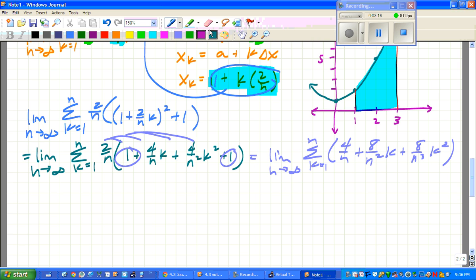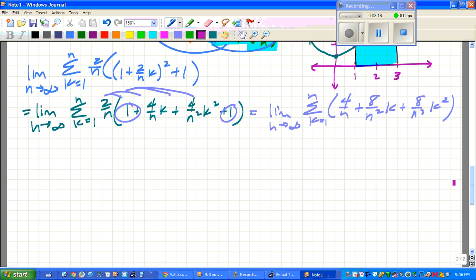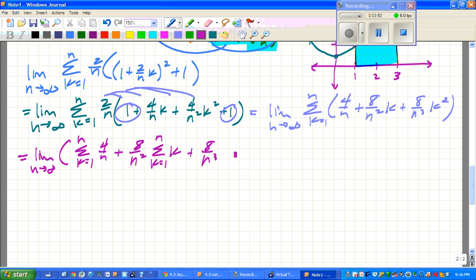So now I'm going to go ahead and split this up. I didn't on the last one, but I think maybe it's better for people to see it this way. We're going to take the limit as n approaches infinity of the sum of each of these. So the sum from k equals 1 to n of 4 over n plus, remember n's a constant, so that 8 over n squared is like a constant. I can pull that out in front. So we've got the sum of k, the one we have a formula for, plus 8 over n cubed times the sum of k squared from k equals 1 to n.